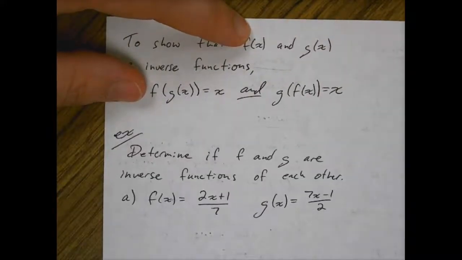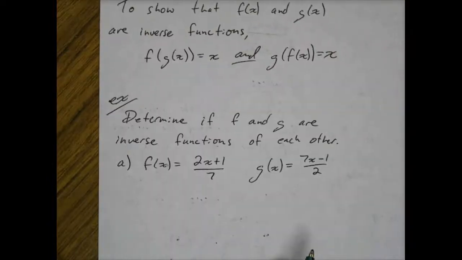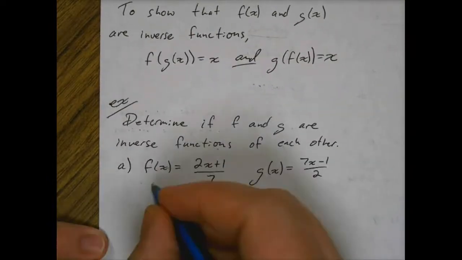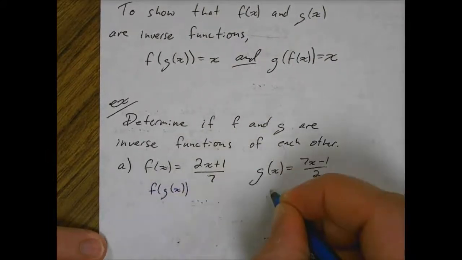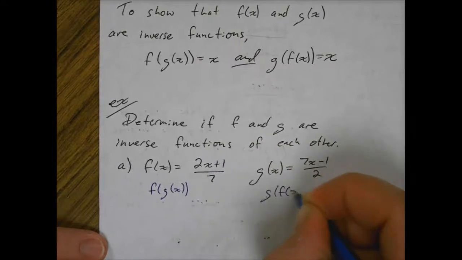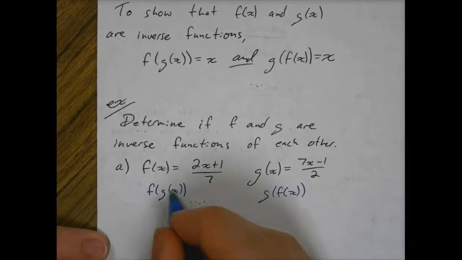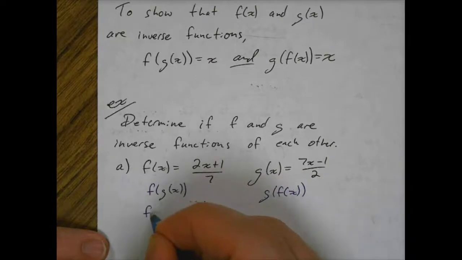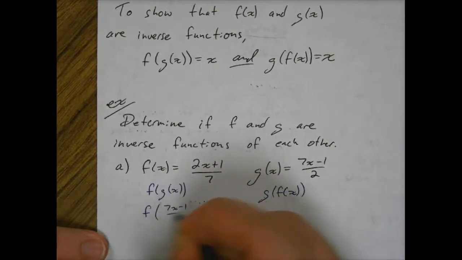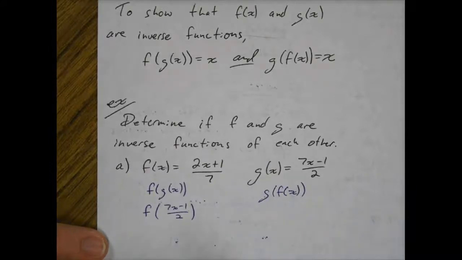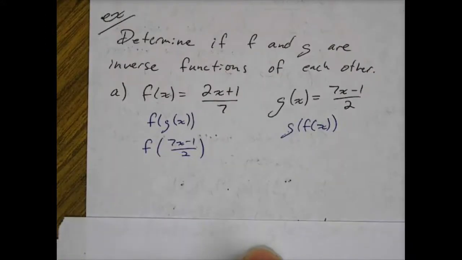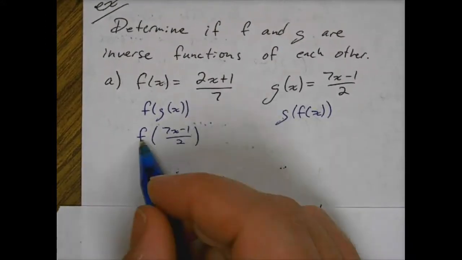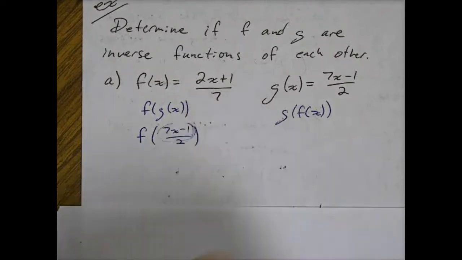So we have: determine if f and g are inverse functions of each other. So again, we'll just do function composition, just like we were doing in the last section. f of g of x and g of f of x. So f of g of x, I'm going to take g of x and substitute it into my function. So f of (7x minus 1) divided by 2. Zoom in a little bit, make it a little bit bigger for you guys. All right, so now go to f. This is our new x value. So it's going to look really weird at first, but it'll simplify fast, I promise.